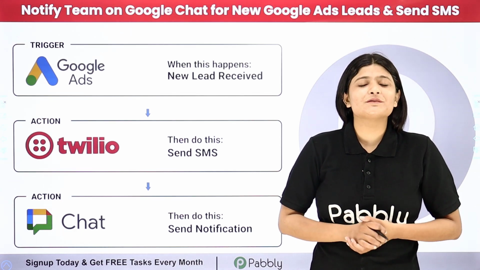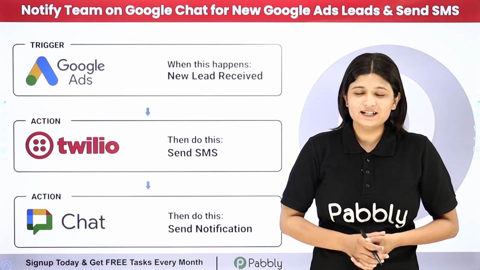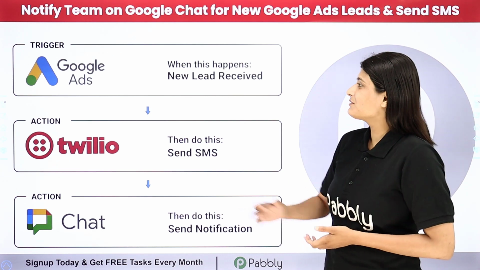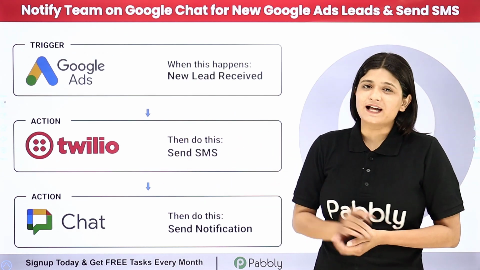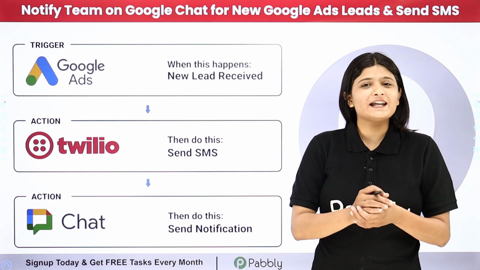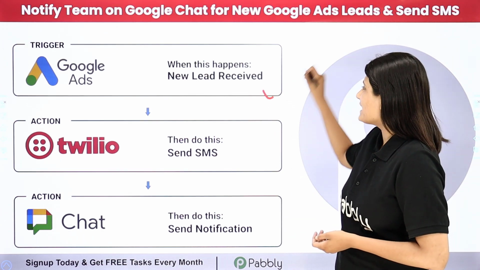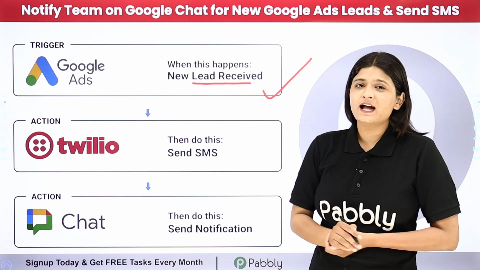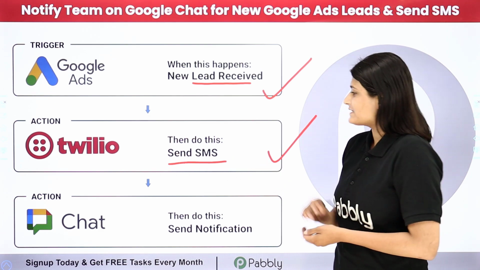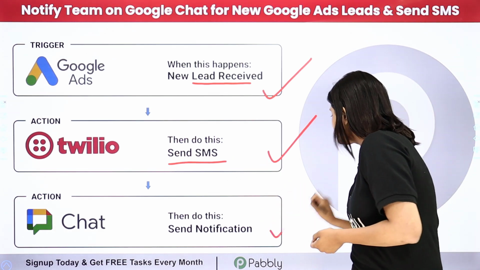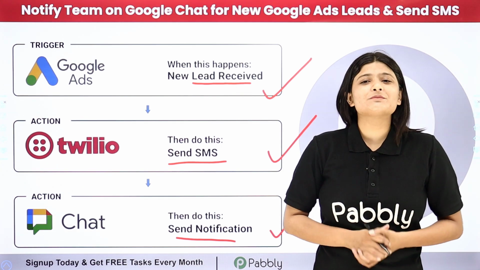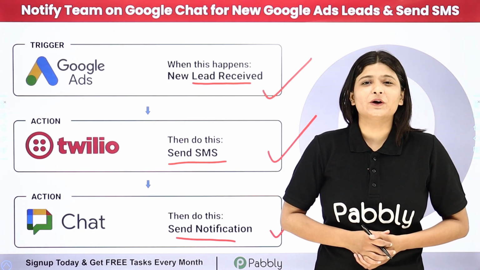So Pabbly Connect is an amazing automation and integration software which requires no coding or programming skill. Here I just need to build connection between Google Ads, Twilio and Google Chats. Pabbly Connect runs on two principles, which is trigger and action. Here as my trigger application, I will take Google Ads from where I will receive the new lead, and then in my action application I will take Twilio where the SMS will be sent, and Google Chats where the team will be notified about this new lead automatically. If you want to learn this amazing automation step by step, let me take you all to my screen.